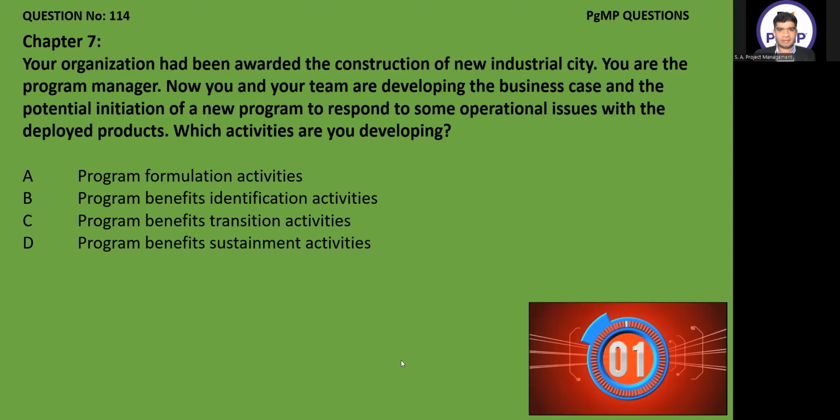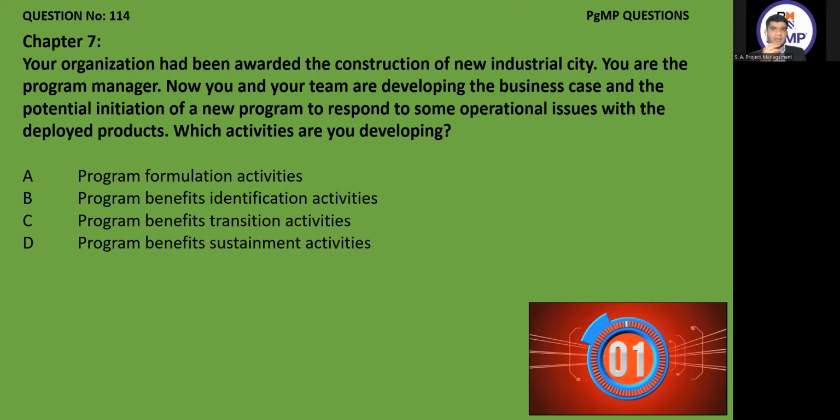Read the question. Your organization has been awarded the construction of a new industrial city. You are the program manager. You and your team are developing the business case and the potential initiation of a new program to respond to some of the operational issues with the deployed products. Which activities are you developing? Program formulation activities, benefits identification activities, benefit transition activities, benefit sustainment activities.